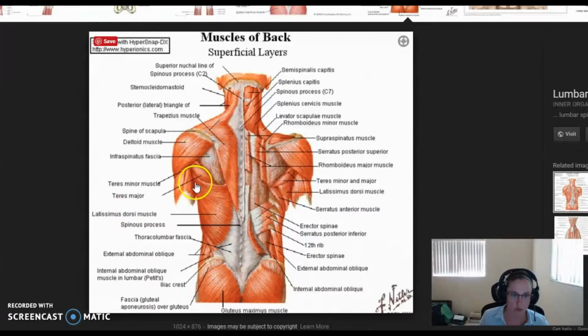You see your latissimus dorsi, which a lot of us falsely think is just a shoulder muscle, but it can actually cause a lot of low back pain. You can see how large that muscle is. You've got your obliques, which are part of your core.